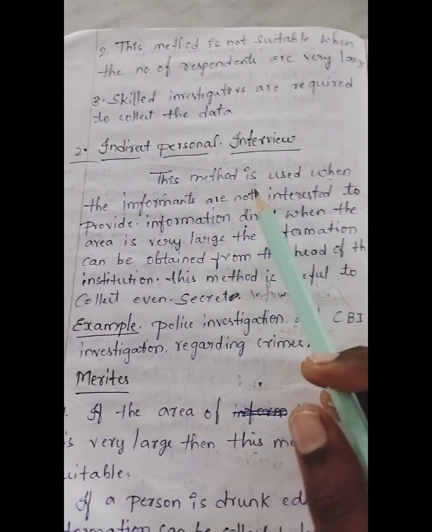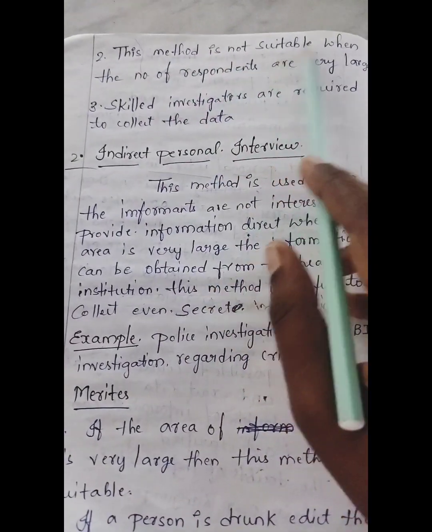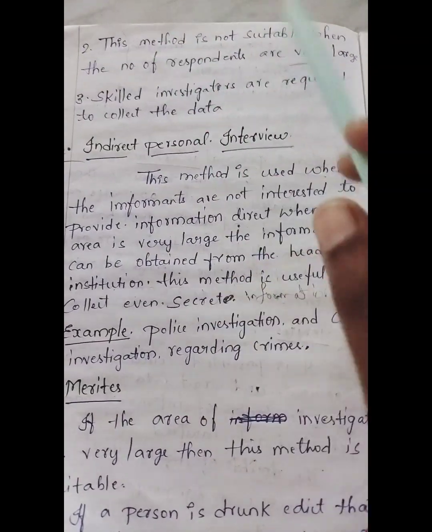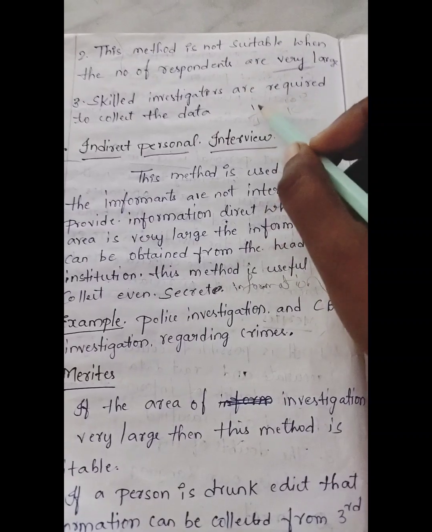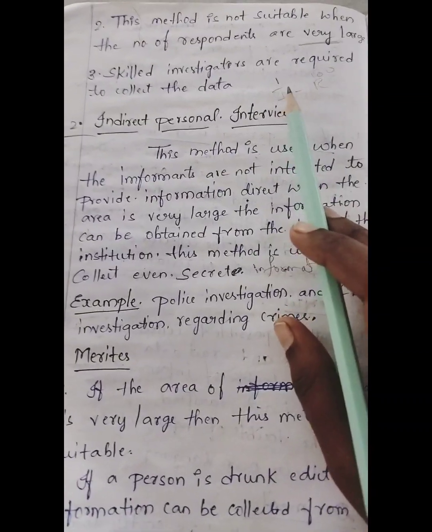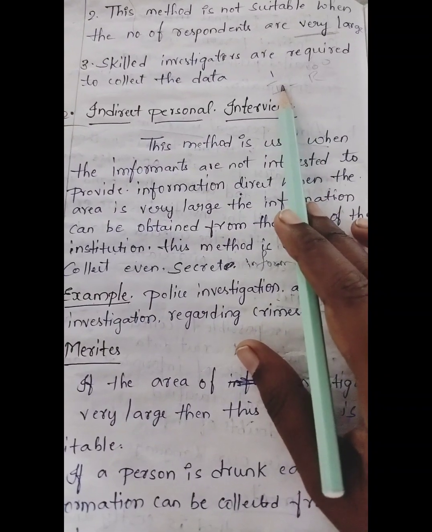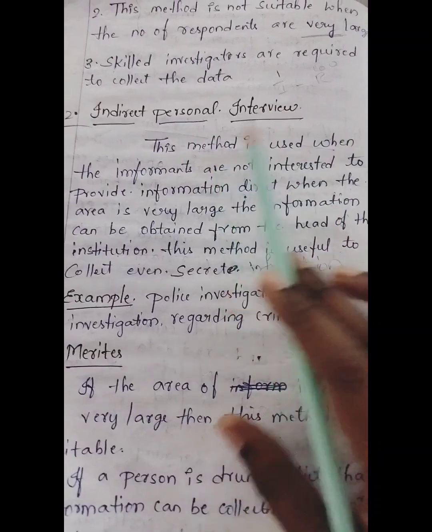So here, in direct personal interview, we have a demerit. What is that? This method is not suitable when the number of respondents is very large. I told you already, if there is only one investigator and the respondents are 100, it takes more time, and more time will be wasted in this investigation. In that case, we can go for indirect personal interview.